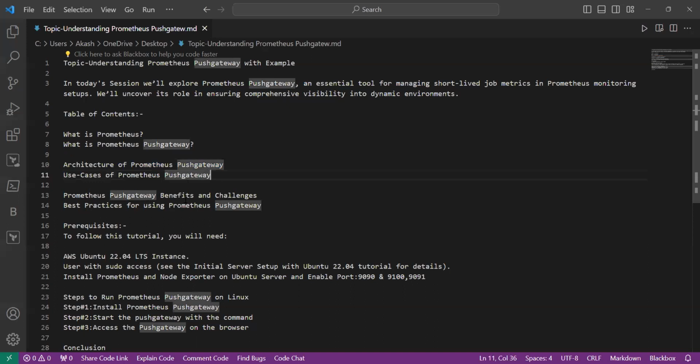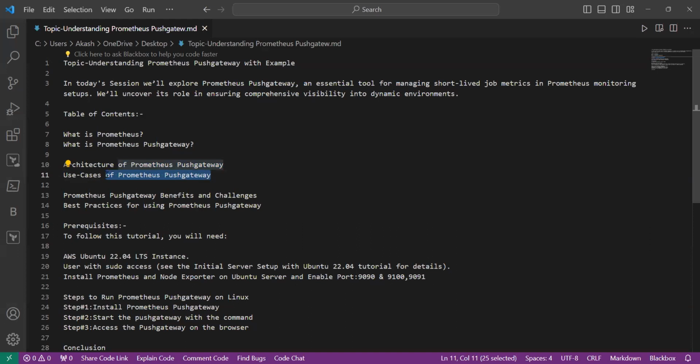Now we'll move on forward and understand the use cases of Prometheus Pushgateway. It can be used for short-lived or batch jobs. Pushgateway is ideal for collecting metrics from short-lived or batch-oriented jobs that don't have long-lived endpoints for scraping. Then it can be used for inference workloads. In dynamic environments like container orchestration platforms, for example Kubernetes, where instances of services can be created and destroyed frequently, Pushgateway provides a mechanism for collecting metrics from inference workloads.